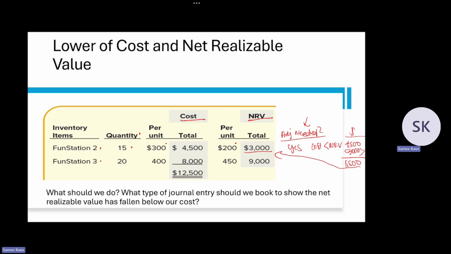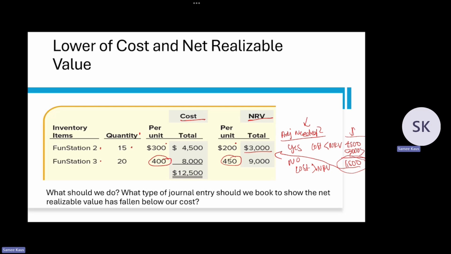Now I ask myself the same thing for Fun Station 3. I purchased this for $400. I'm going to be able to sell it for $450. Do I need an adjustment? Well, no, of course not, because I'm going to be able to sell it for more than I paid for it. So it's on my books at the lower of cost and net realizable value already. Why do I not need an adjustment? Because my cost is less than my net realizable value. So the only adjustment that I need is for this $1,500 right here.